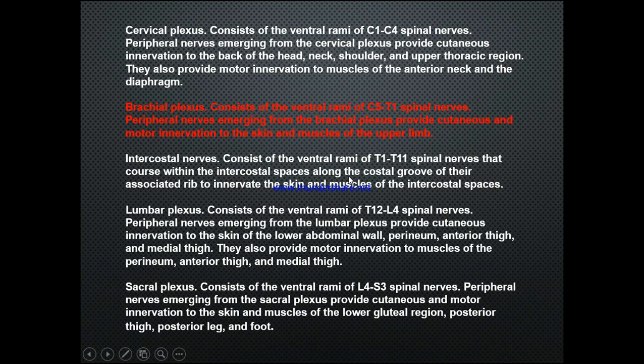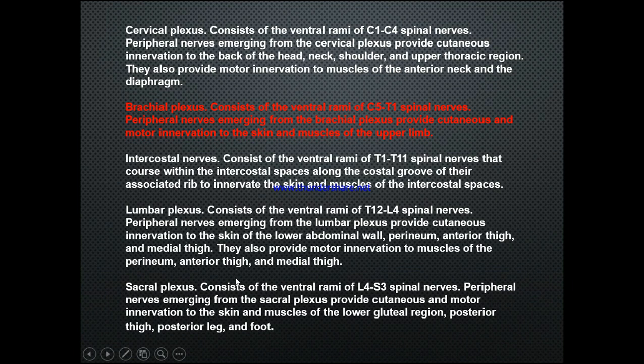So the lumbar plexus consists of the ventral rami of T12 to L4 spinal nerves. Peripheral nerves emerging from the lumbar plexus provide cutaneous innervation to the skin of the lower abdominal wall, peritoneum, anterior thigh and medial thigh. They also provide motor innervation to muscles of the perineum, anterior thigh and the medial thigh. And then we have the sacral plexus, and then we'll talk about the lumbosacral plexus together, but it's best to just learn them initially separately.